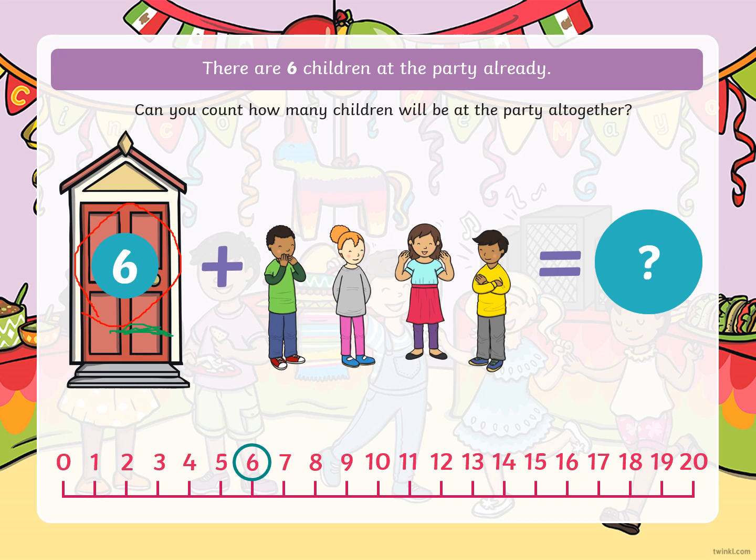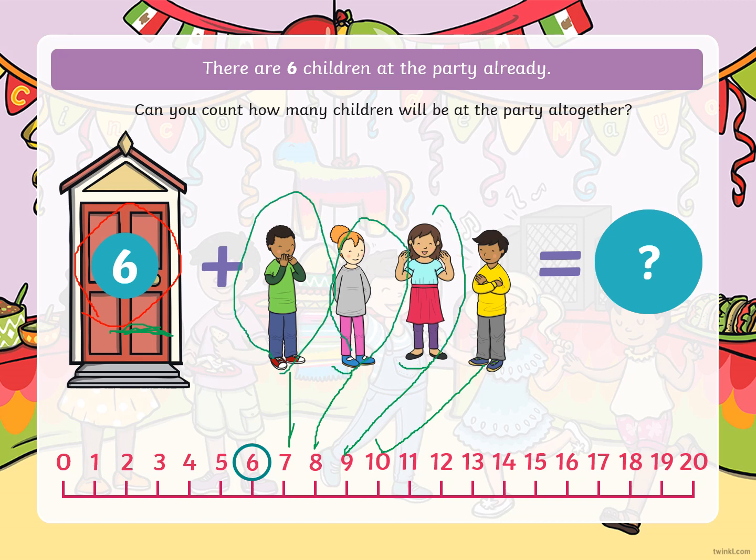See? Over here, and then here, and then here, and then here. So the number after 6 will be 7, 8, 9, and then 10. So how many kids arrived at the party? That will be 10.